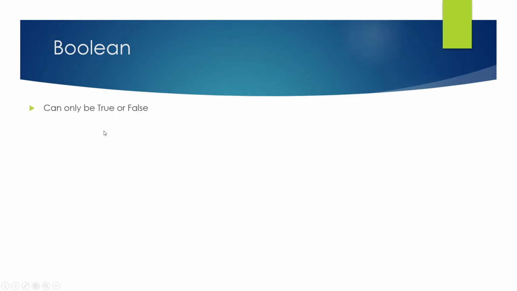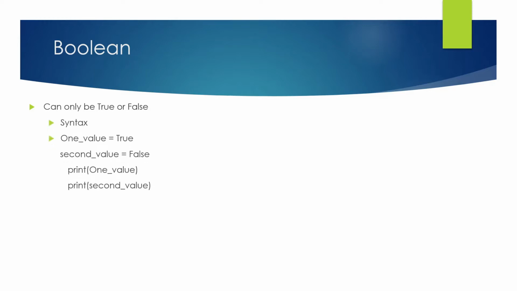So the first point of the Boolean is that it can have only two types of values, true and false. Apart from this, nothing else. So the syntax looks like this. Let's say you have a variable in which you have given true, and in the second one, you have given false. If you try to print the first value, it will print true and the second will print false. So this would be the result.